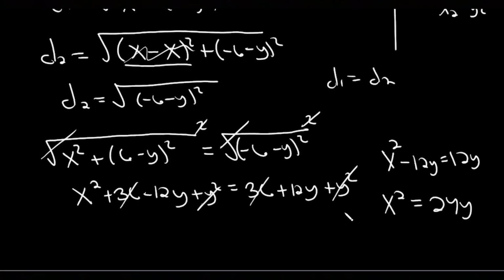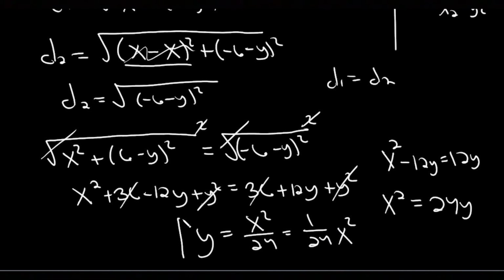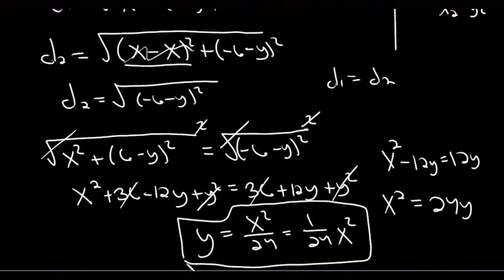So I'm going to go ahead and write it down here. You get y is equal to x squared all over 24, or in other words, 1 over 24 and then x squared. Same thing, right? And you can see that that is what we had at the beginning, right? So there we go. We just derived it by using the focus and the directrix, knowing that those distances are going to be equidistant when compared to the vertex.